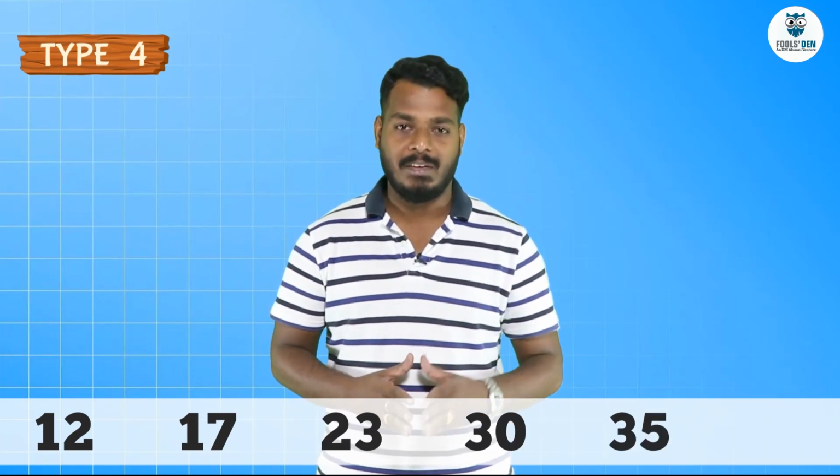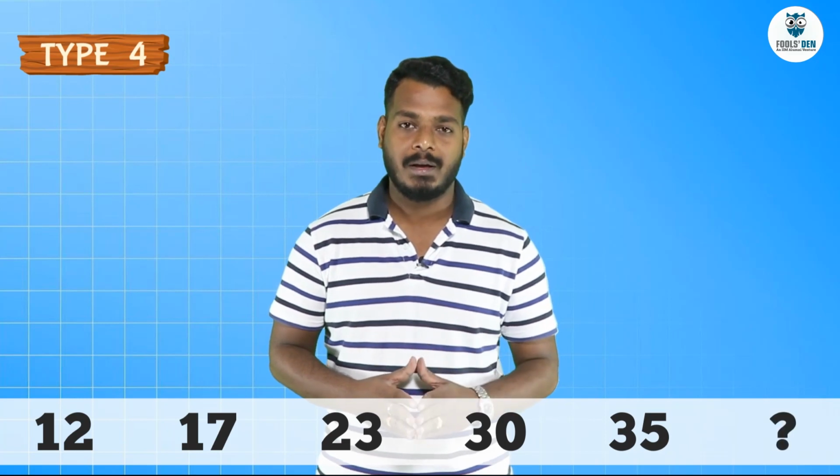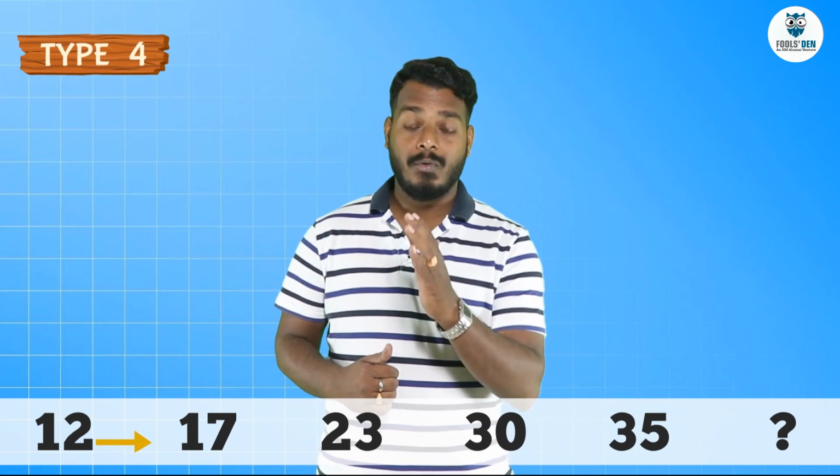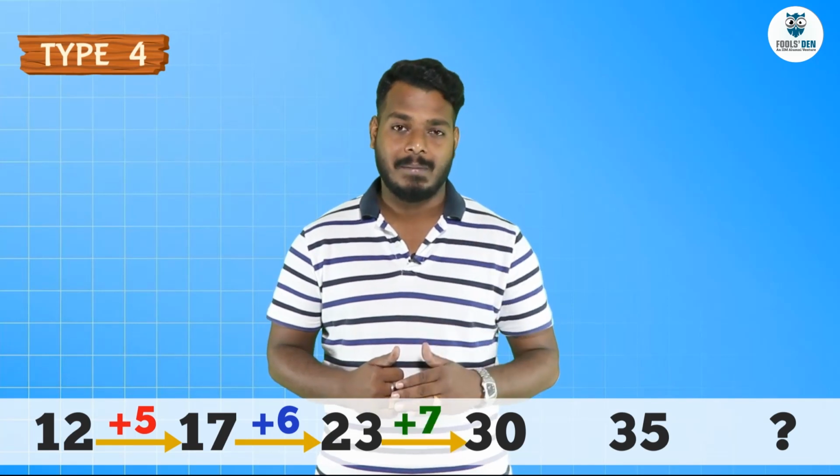So the next one is type number 4. Have a look at this series. 12, 17, 23, 30, 35, question mark. Try to find out the difference between the numbers. The first difference is that of 5. Then 6. The next difference is 7. And the next one again is a 5.